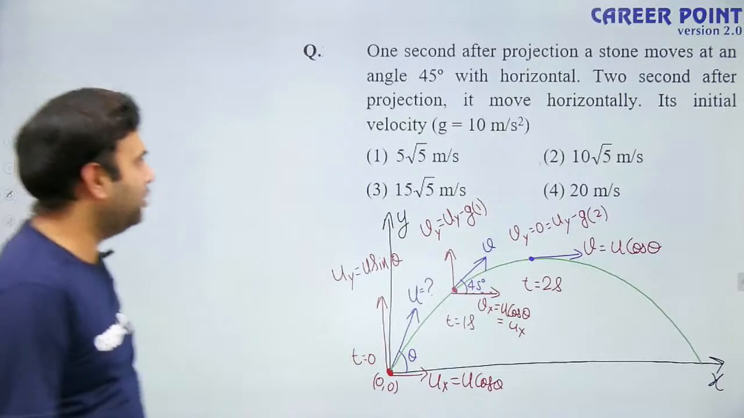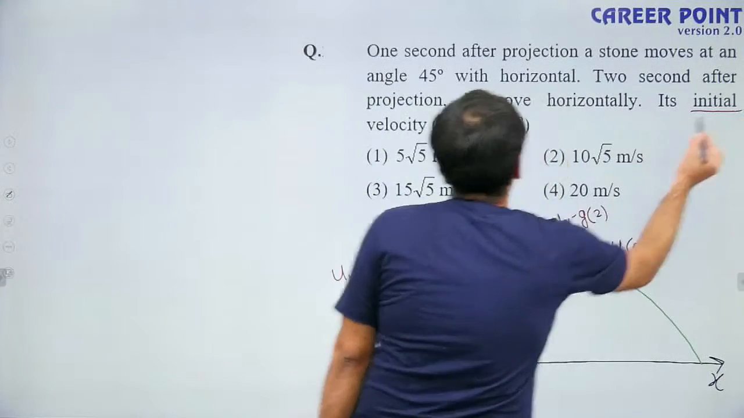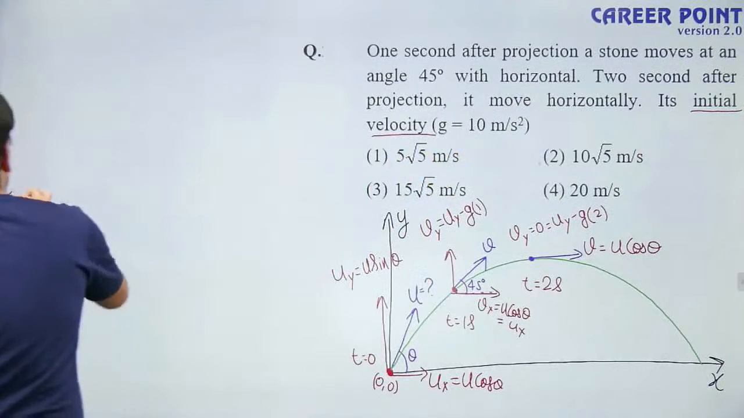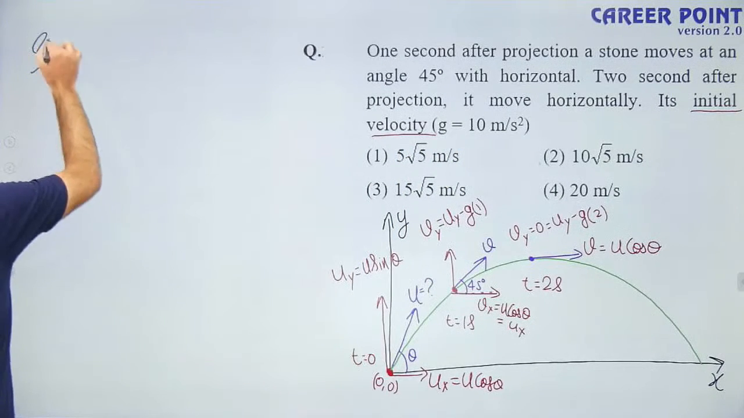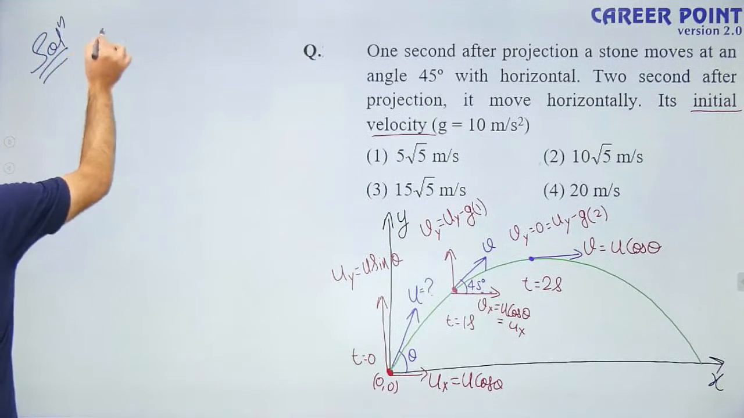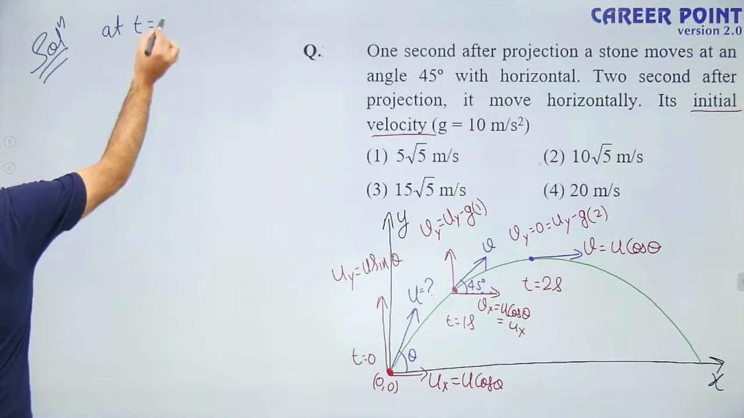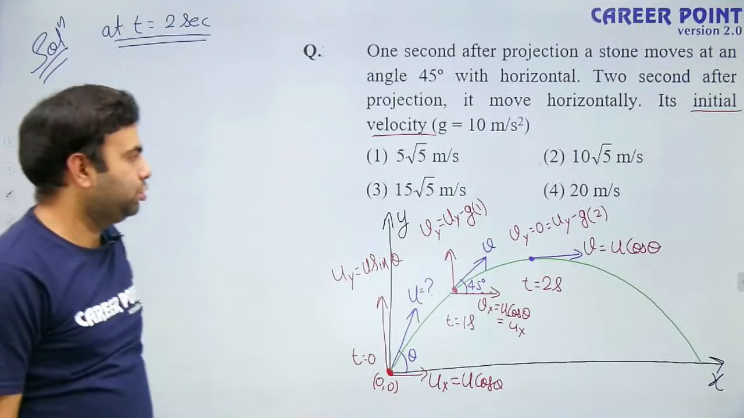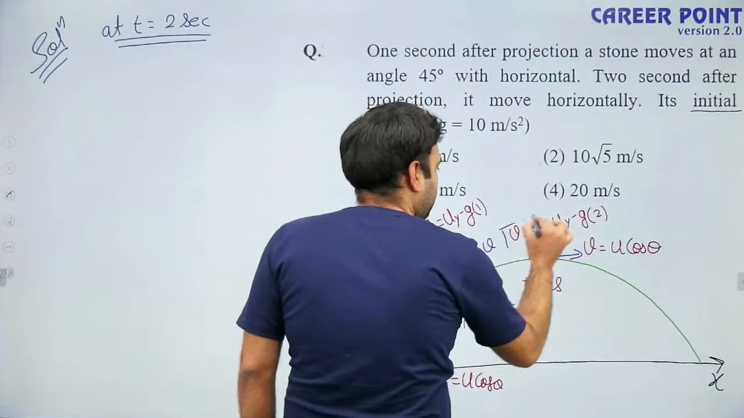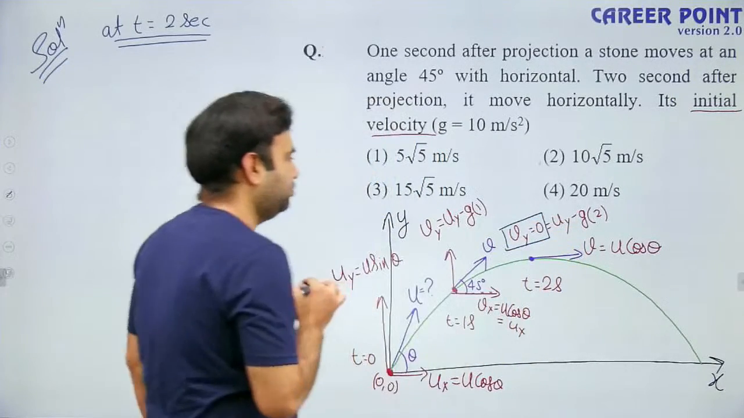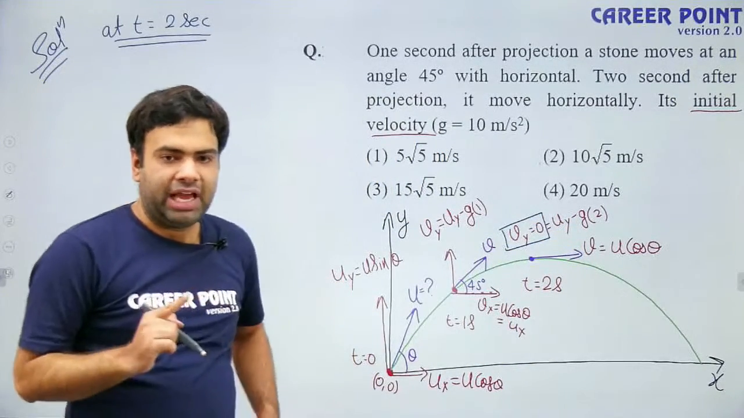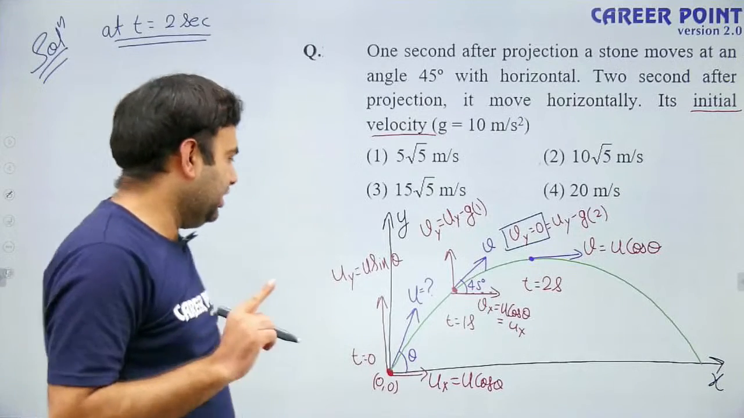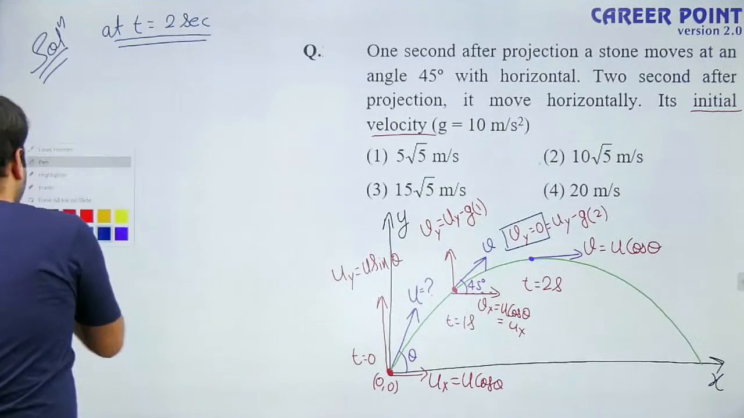Okay, and what do we have to calculate? We have to calculate its initial velocity. So let's start solving this question. See, at t equals 2 seconds, its velocity in y direction is equal to 0. And if I apply, let me mark the points.